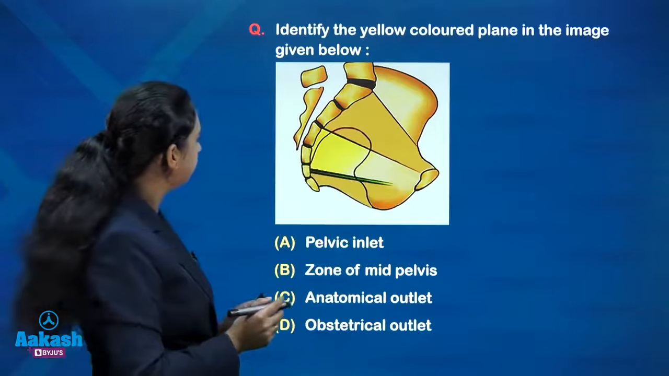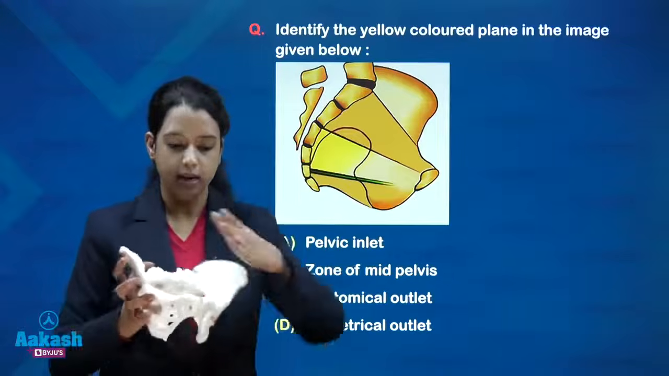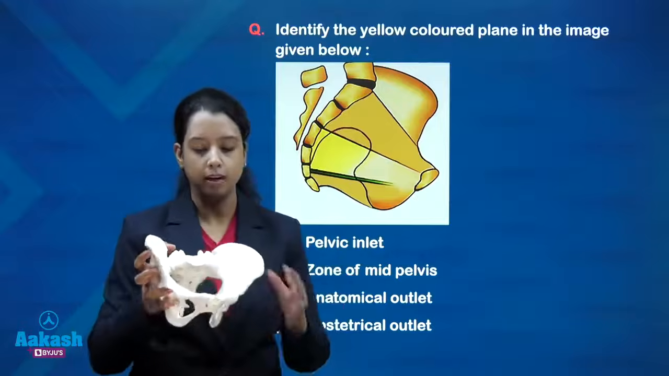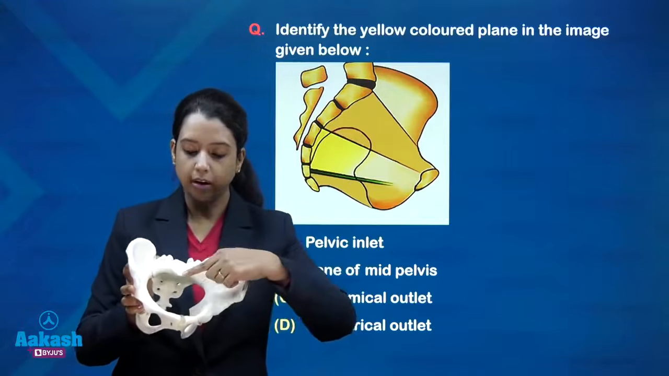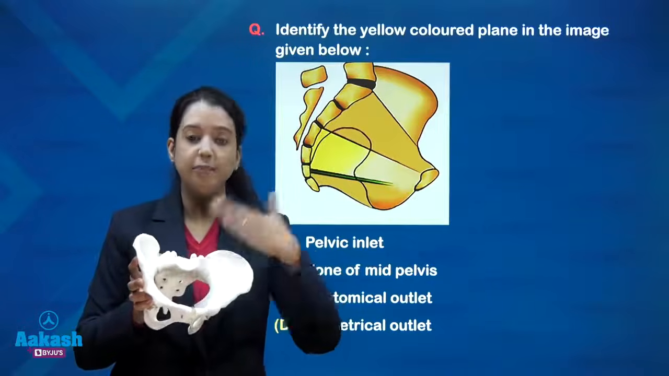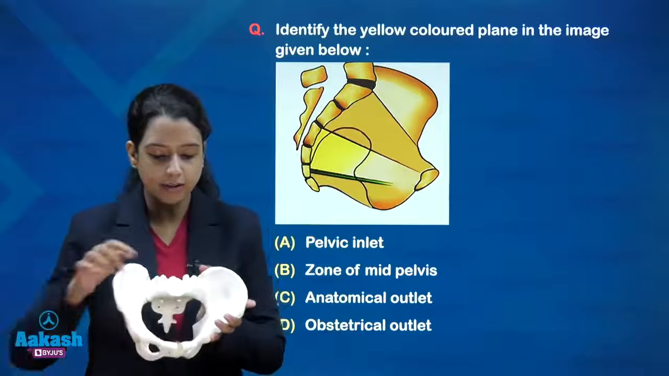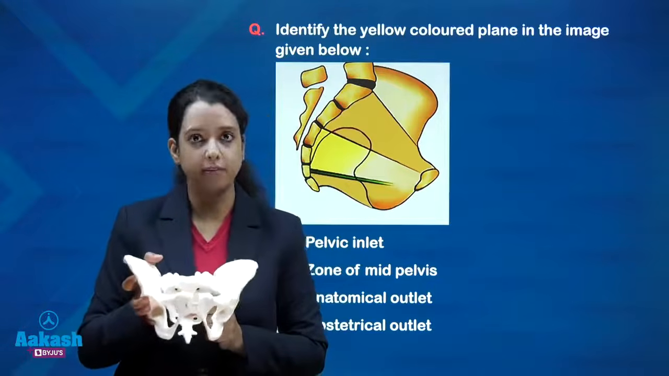See, basically you can divide your pelvis into three parts: inlet, mid cavity and outlet. Now the inlet is from the upper border of the symphysis pubis to the ala of the sacrum. That is your inlet border. Then comes your cavity. Now the cavity starts from the pubic symphysis up till S4, S5.